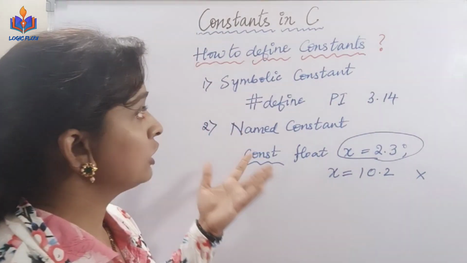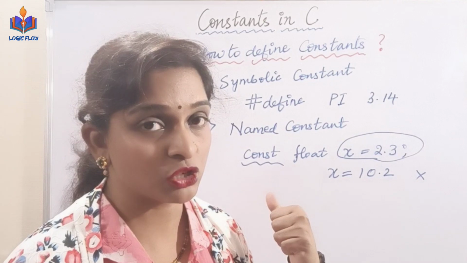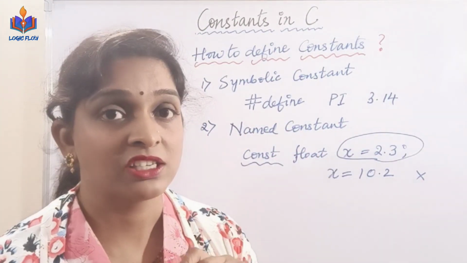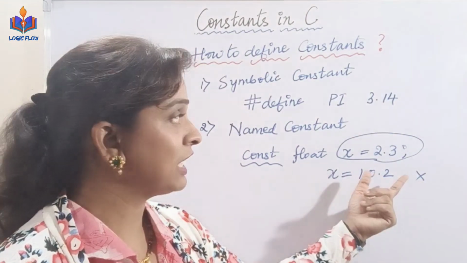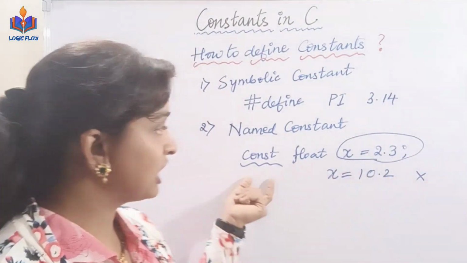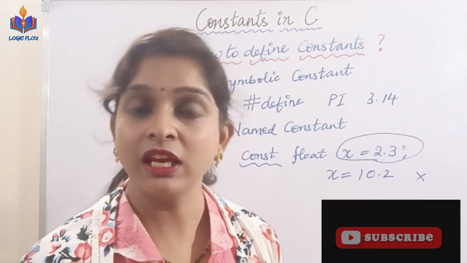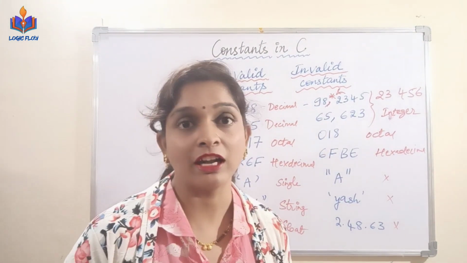So we can define the constant in these two ways. It may be a symbolic constant, that is in the definition section of the program through #define, or a named constant, that is using the keyword const. Once we define the value with the keyword const, we cannot change that during the execution of the program. So these are a few valid and invalid constants.